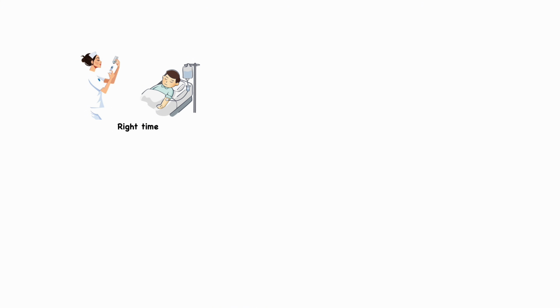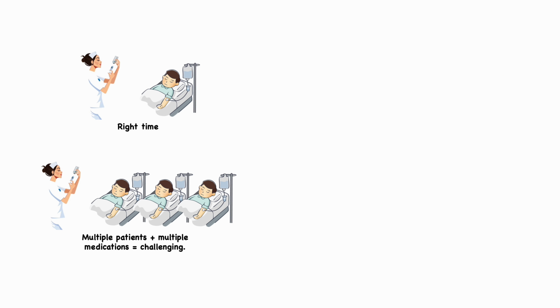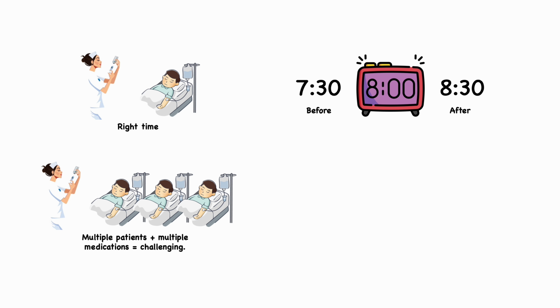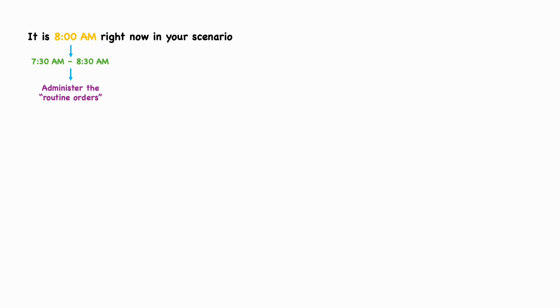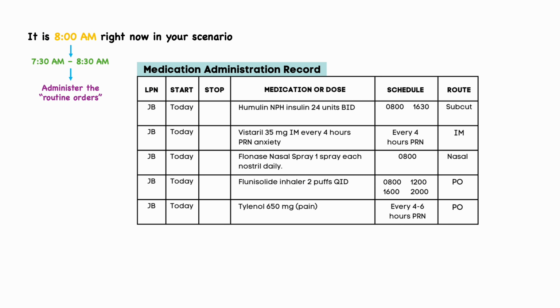Medications should be administered on time whenever possible. However, in a busy clinical setting where multiple patients require multiple medications at the same time, strict adherence to exact timing can be challenging. To accommodate this, medications can be given within a 30-minute window before or after the scheduled time. Some medications must be given at their precise time due to their pharmacokinetics. For example, antibiotics must be administered exactly as prescribed to maintain therapeutic levels. If the scenario specifies a time that aligns with routine orders, such as 8 a.m., then medications scheduled between 7:30 to 8:30 should be administered.